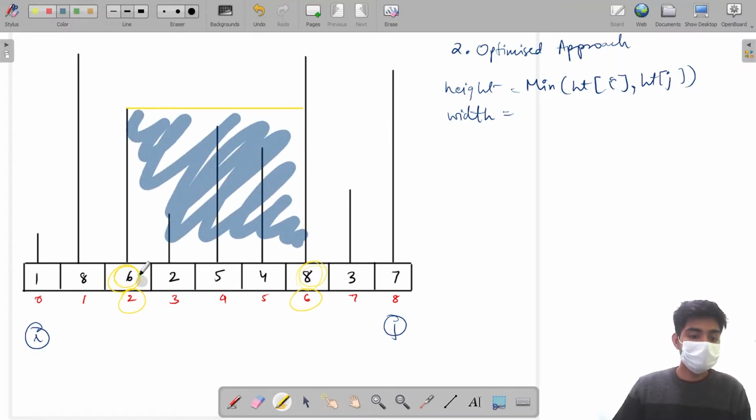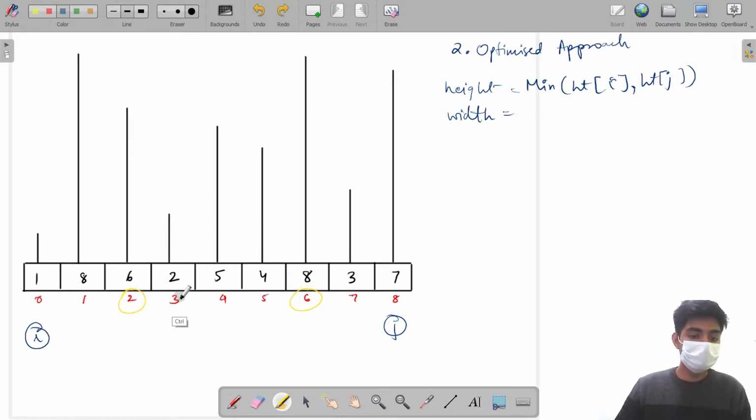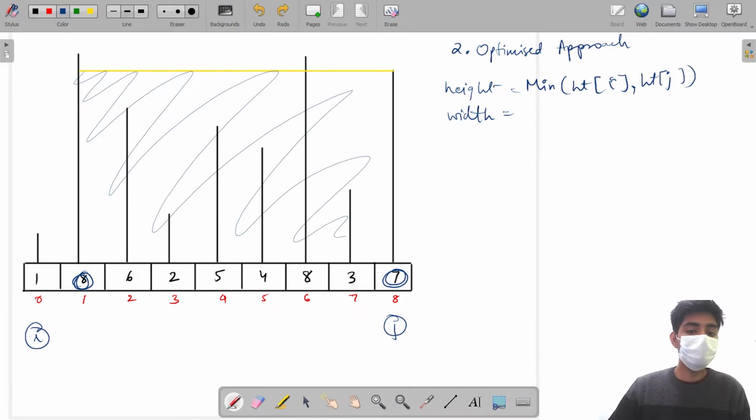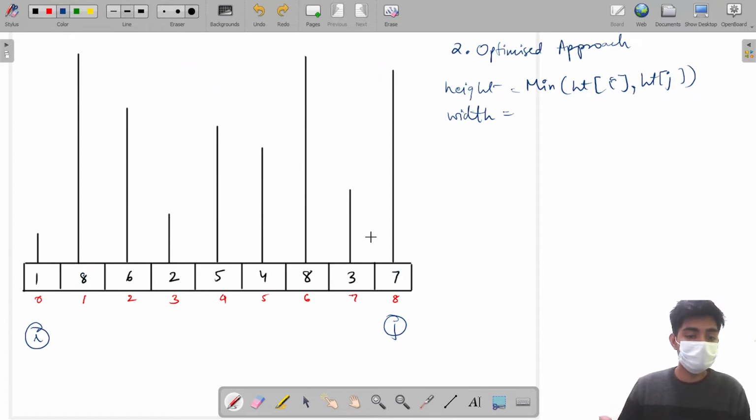If I choose 6 and 8 as my two numbers, or let's say I use two different numbers, 8 and 7. If I use these two numbers, my height is still going to be the minimum of the two, because if I try to go over it, it is going to overflow. So I can only fill till the minimum height of the two numbers.